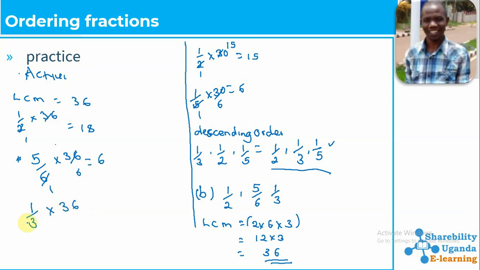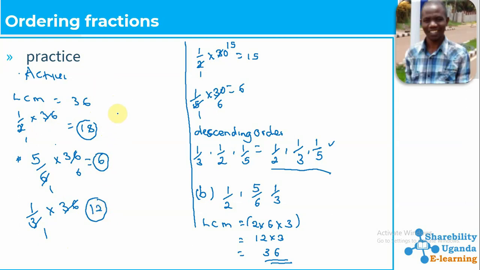Our answer here is what? Someone with an answer? By 3, 1. 36 by 3 we get 12. Okay, so this simply means that our first number has 18, our other number has 6, and another number has 12.